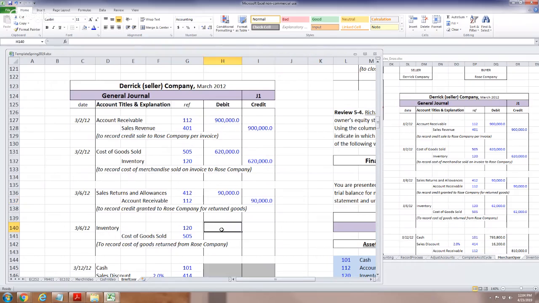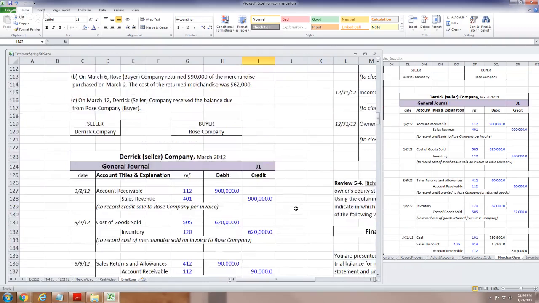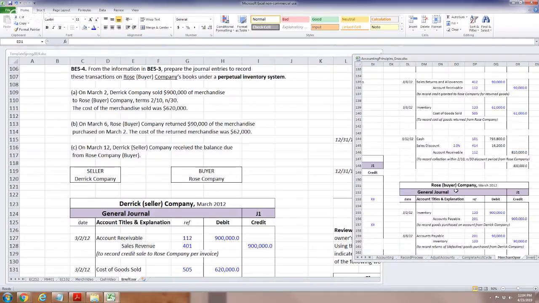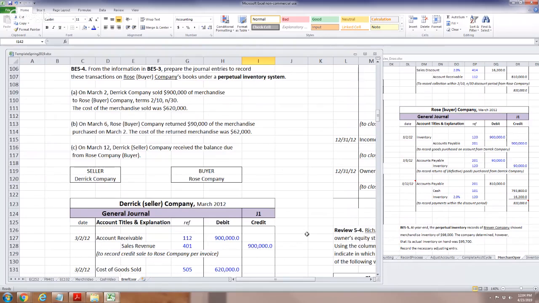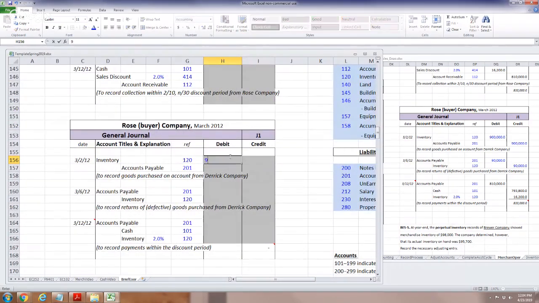And then the cost of inventory. So this must have been a very clean return, because the cost of goods sold ratio, the sales ratio, and the receivables ratio are all the same, right? This is 90 to 62, and this is 900 to 620, 10%. So those ratios are in line, which is unusual. Okay, that was the seller's piece of this. The buyer, now let's go to the buyer. His inventory increased by 900,000, right, 900,000 there. Some of the inventory was returned, 90,000.